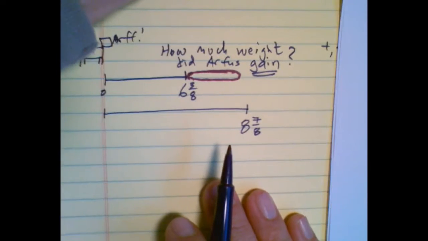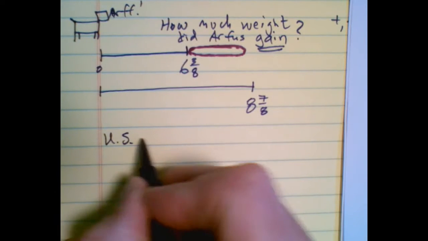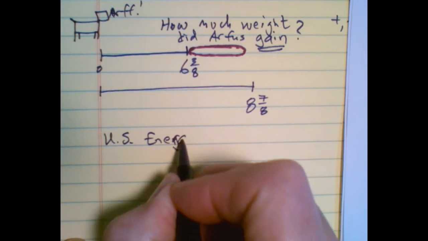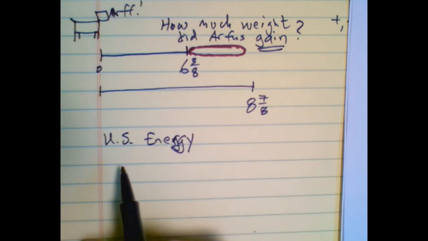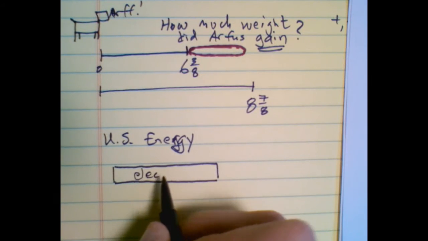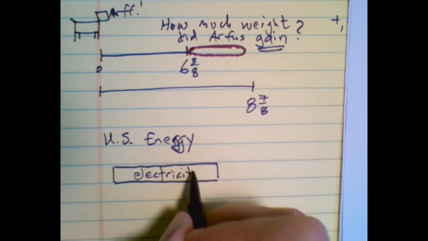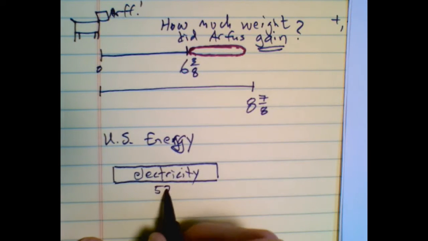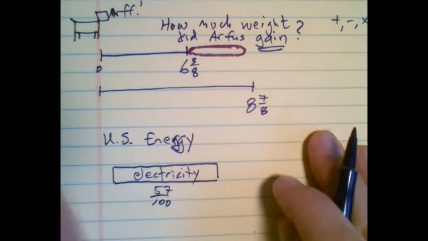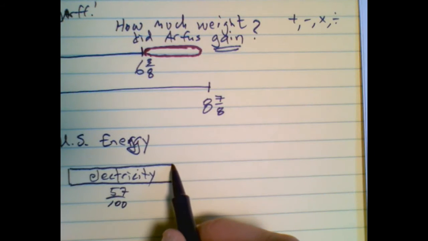So we're going to call this U.S. energy. Let me see if I can move this down a little further. U.S. energy. Oh, if I could spell energy. So I know that some chunk of it comes from electricity. As a matter of fact, it says here that it's 57 hundredths. And then I know that's 9 100ths, so that's going to be a much smaller piece, right? Even that may have been drawn too big.